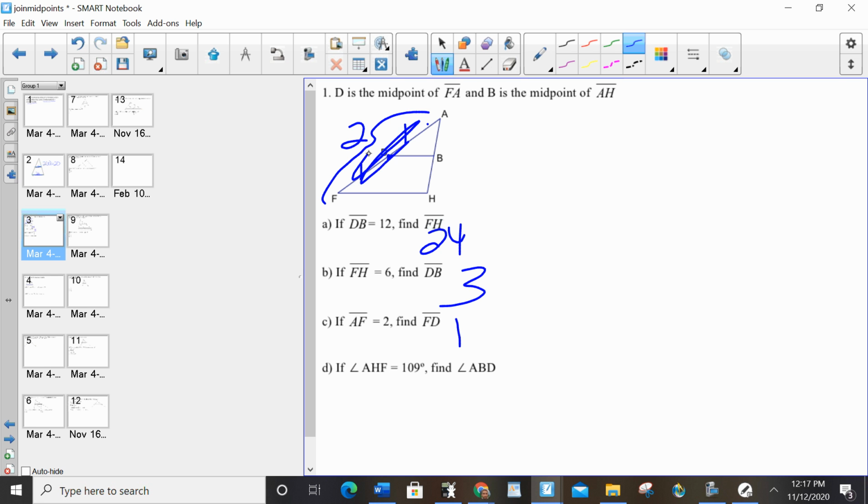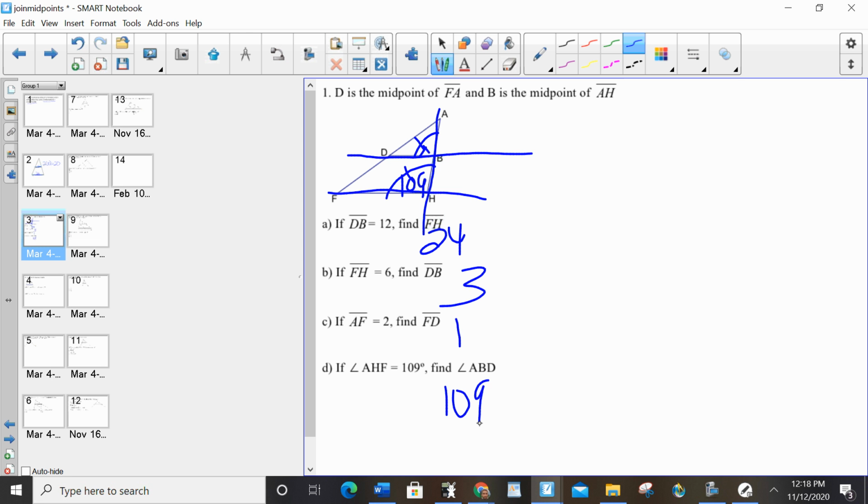And then this last one students always get wrong the first time through. If angle AHF is 109, then what's angle ABD? Since these are parallel and the triangles are similar, these are corresponding angles, which means they're congruent, 109. Remember, the angles in similar triangles are congruent. The sides are in proportion, and specifically the proportion when midpoints are joined is 2 to 1.